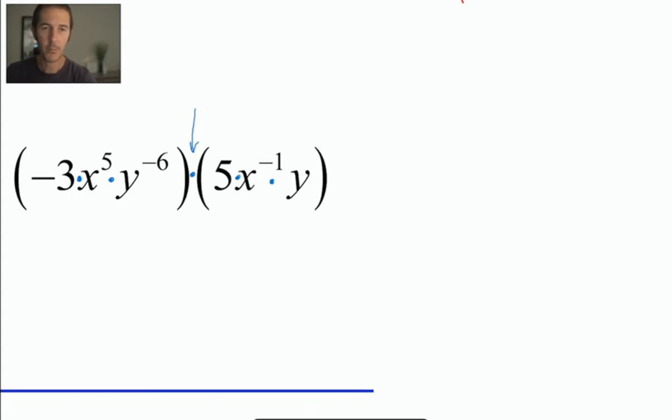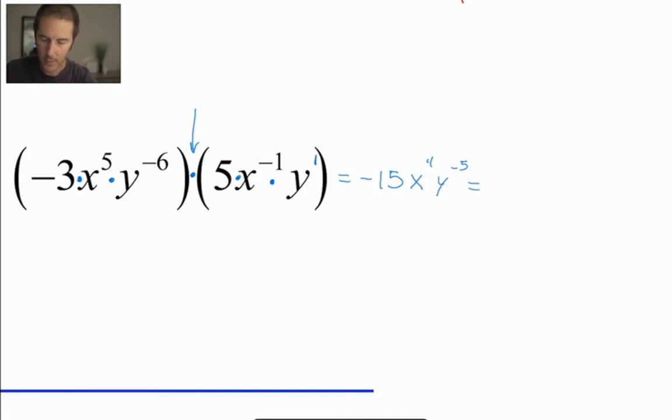I'm going to take the negative 3 and put it next to the positive 5, do that multiplication, and get negative 15. Then I'm going to take the x to the 5 and the x to the negative 1, put them next to each other, still separated by multiplication. x to the 5 times x to the negative 1. Add the exponents when it's multiplication and get x to the 4. Then look at the y factors, negative 6, and then invisible y to the positive 1. Well, the y is not invisible, but the 1 was invisible. So we add the exponents again. Negative 6 plus 1 makes negative 5, so we have y to the negative 5.